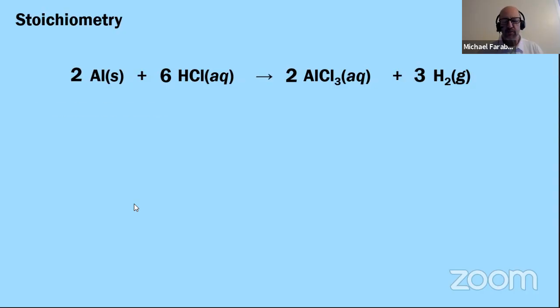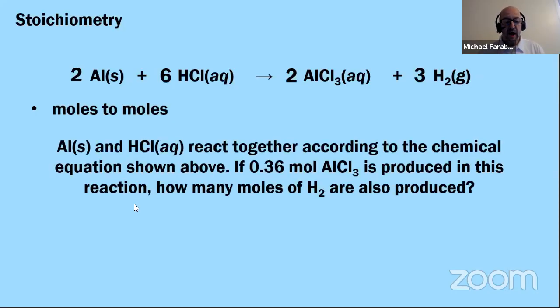So we're going to do moles to moles. Moles to moles involves the coefficients, and the ratios 2, 6, 2, and 3 represent the relative number of moles of each substance. Here's an example of a moles to moles question. Aluminum or aluminium and hydrochloric acid react together according to the chemical equation shown above. If 0.36 moles of aluminium chloride is produced in this reaction, how many moles of hydrogen are also produced?